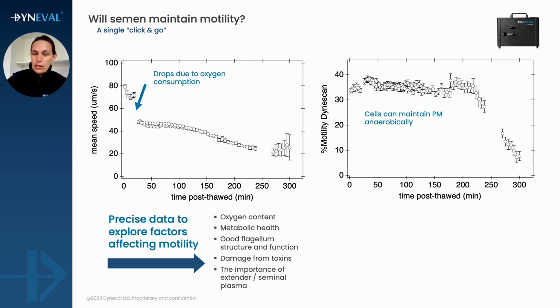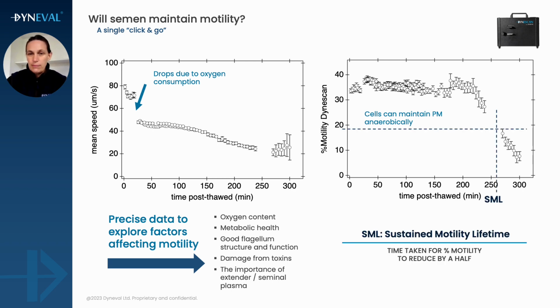During this transition in the speed, we should see no change in the progressive motility of the sample. And so that should be able to maintain a good progressive motility for several hours, but eventually we will see it decline. And we're able to now introduce a new index called the Semen Motility Lifetime, which provides the time at which the percentage progressive motility falls to around half of its original value.